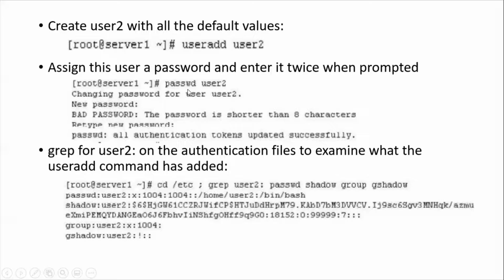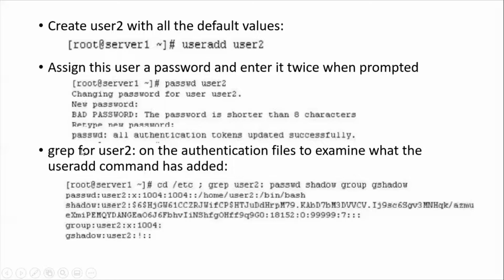So we will use the passwd command: passwd space user2. RHEL will ask you for the new password. Because I set the password too simple, it gives me a warning that the password is too short and should be 8 characters. However, because I am the root user, it didn't stop me, and I retyped the password and it said the authentication tokens were successfully updated, which means the password has been updated for user2.